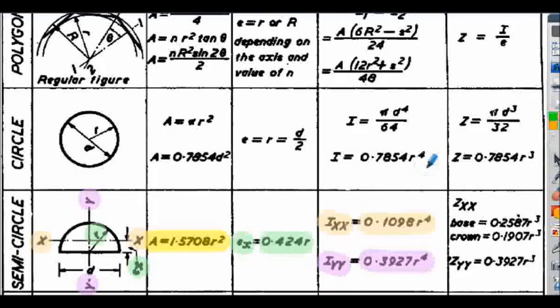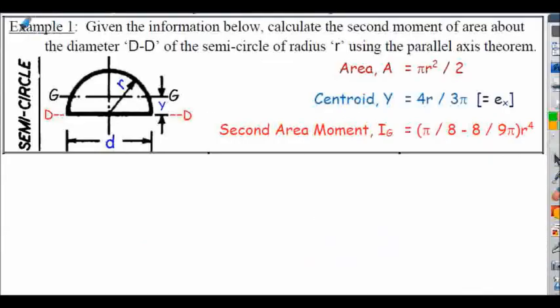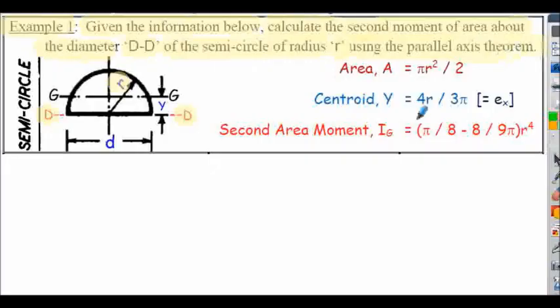On the following slide we'll now show an application of the parallel axis theorem, and we'll consider the semicircle for illustration purposes. So example 1, given the information stated below, calculate the second moment of area about the diameter, labelled DD, diameter DD shown here, of the semicircle of radius r, using the parallel axis theorem. And they've actually given us some properties. They're from the previous table, but instead of showing the decimal values, I've shown the exact values here.